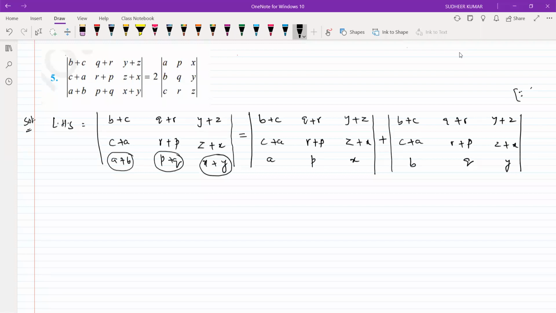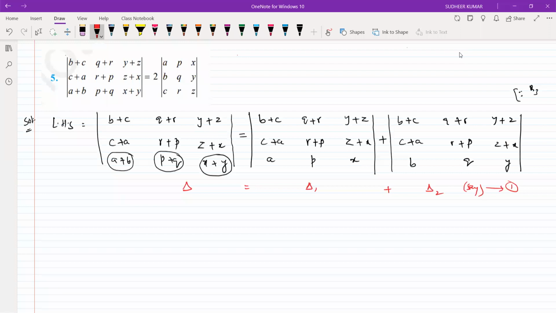Each element of here we have taken R3. So R3 consisting of sum of 2 terms can be expressed as sum of 2 determinants. Right? Now let us take this as determinant equal to, this is first determinant plus this is second determinant. Let us take it as equation 1.